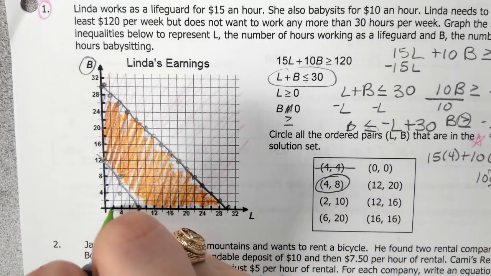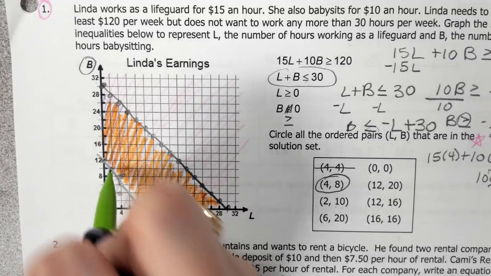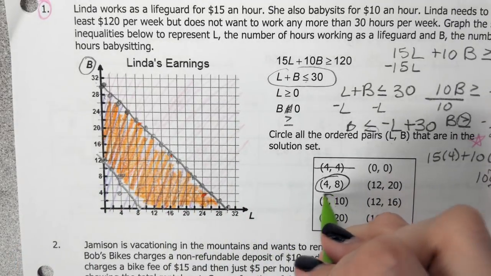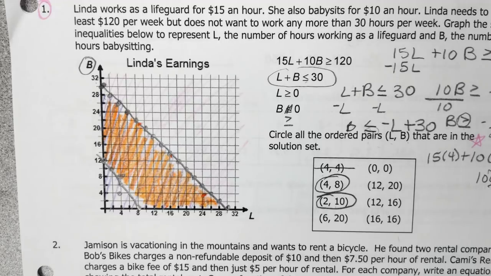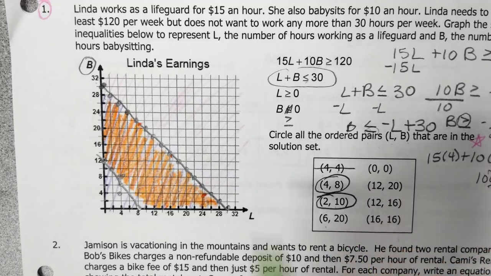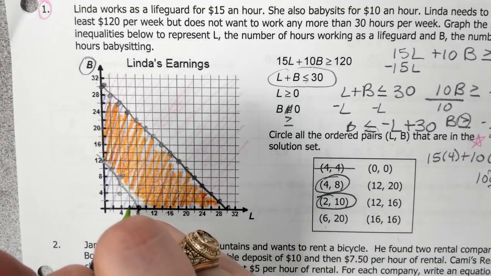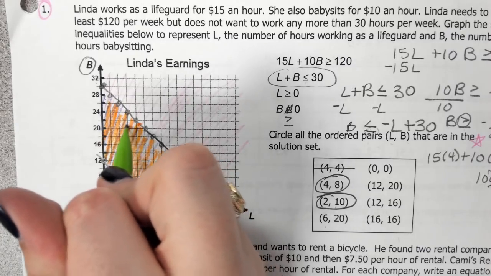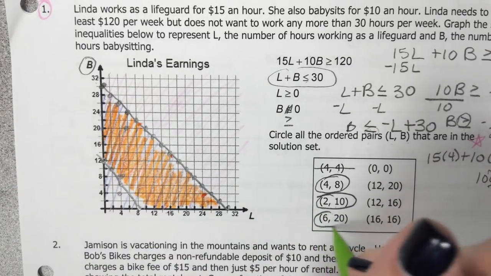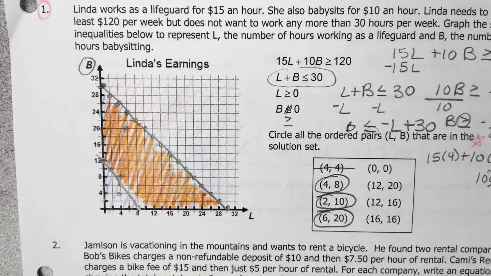2, 10, well 2 is here. Go up to 10, that lies almost on the line, but it is in that solution, so we're good. We're going to circle that. 6, 20, so here's 6. Go up to 20. Again, it's in that shaded region where they overlap, so that is a solution.